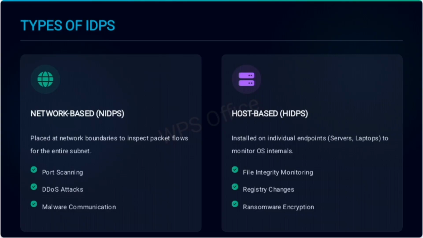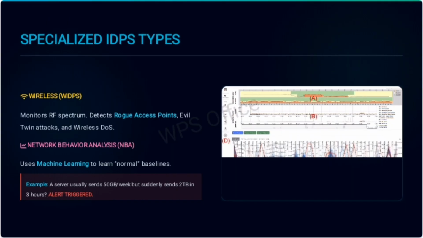2. Host-based IDPS, HIDPS, installed on individual computers, servers, or endpoints. Monitors file changes, registry changes, system calls, log files. Example: if ransomware starts encrypting files rapidly, HIDPS detects this unusual behavior and stops the process.